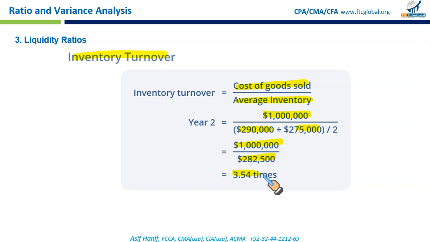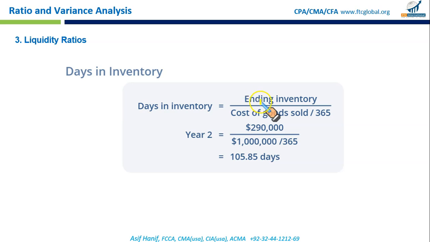The appropriate way to calculate this is in number of days. So you do the same thing which you did previously. Take average inventory in the numerator, CGS in the denominator, multiplied with 365. He has taken ending, you may take average. Average is more appropriate. So average inventory over CGS times 365. This tells us that our inventory on average is sold within 105 days, right?